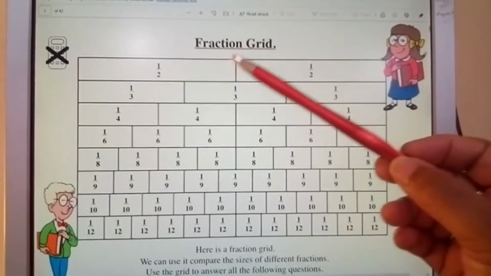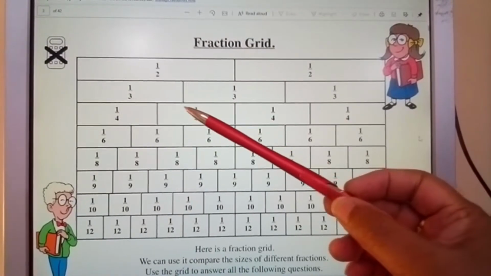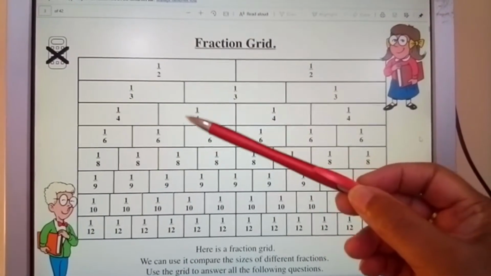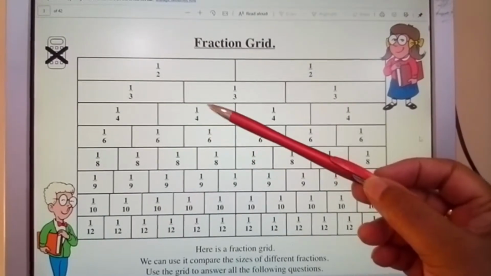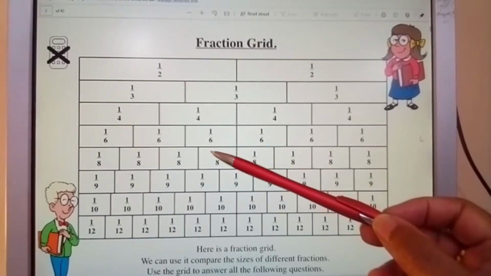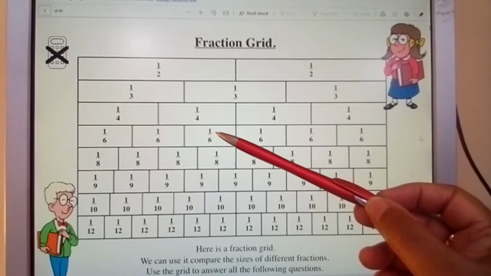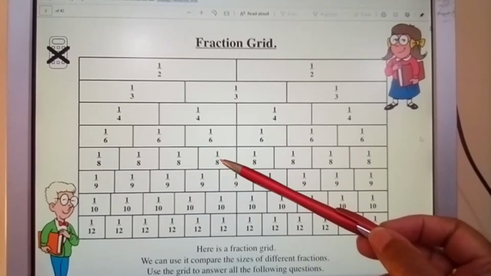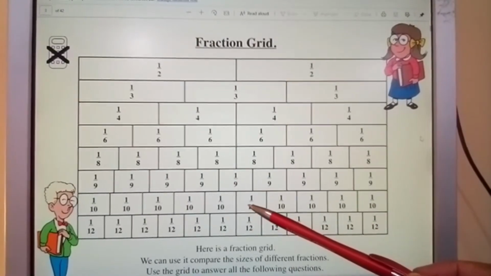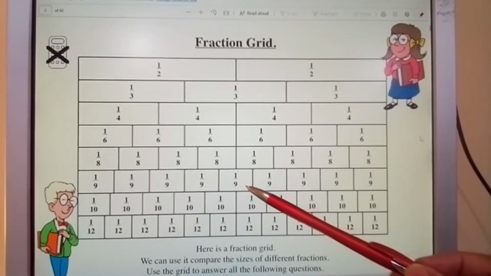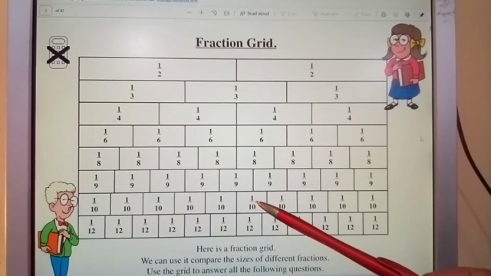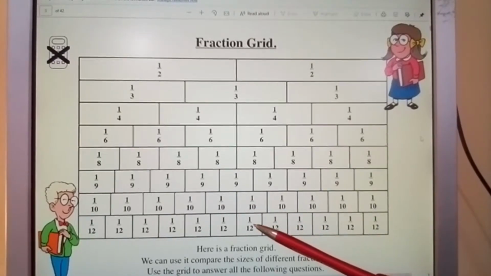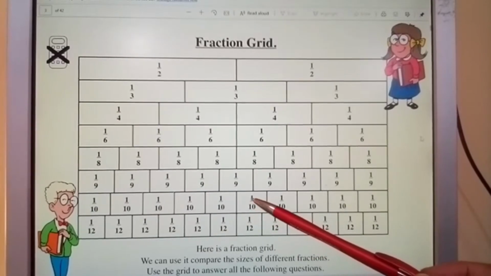Now, we can see that a quarter is less than a third. We can also see that 1/6 is less than a quarter. We can see that 1/8 is less than 1/6. We can see that 1/9 is less than 1/8. We can see that 1/10 is less than 1/9. And we can see that 1/12 is less than 1/10.